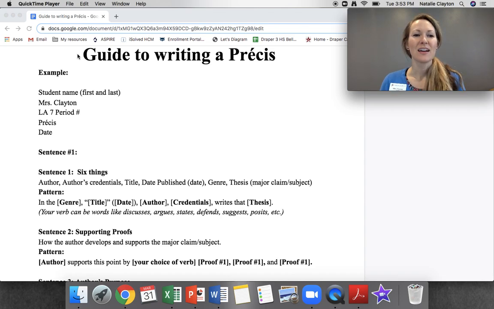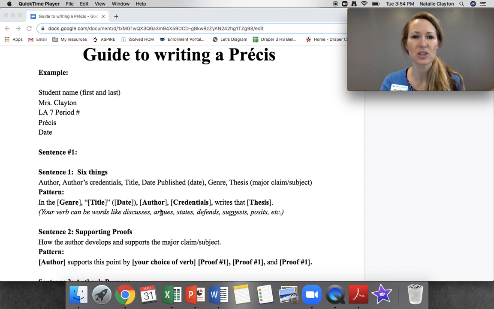So I would recommend getting Google Docs up so that you can start typing some of the things that I'm typing. You'll see already I have an example and you have to have a heading. Same kind of thing we've always done in class. You're going to have a heading on your Google Doc and then you have your 4 sentences right below.